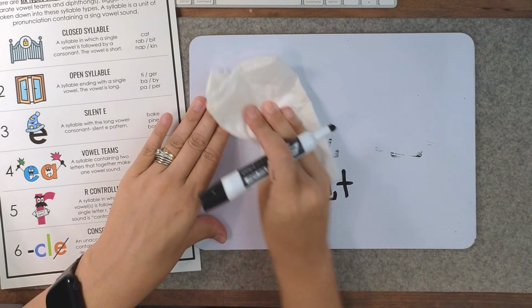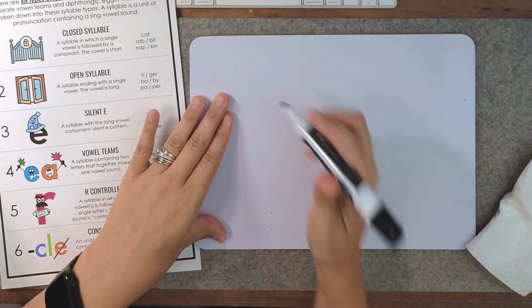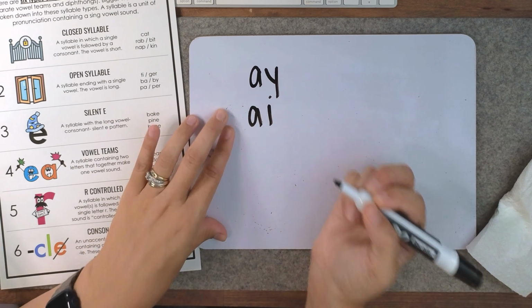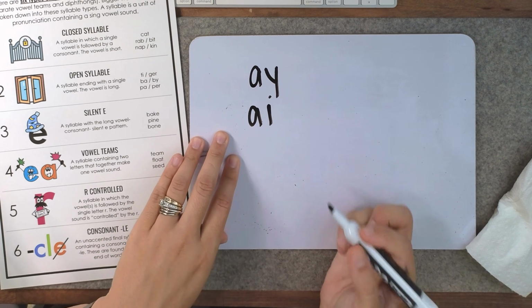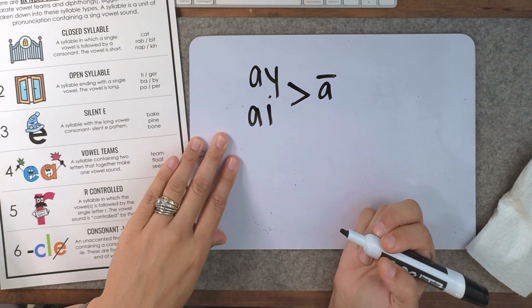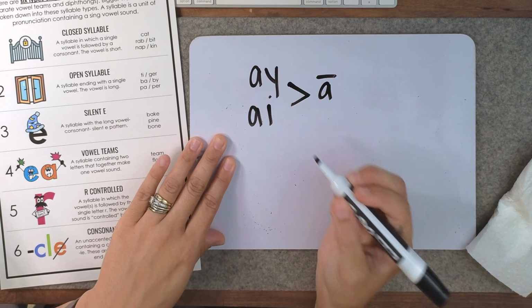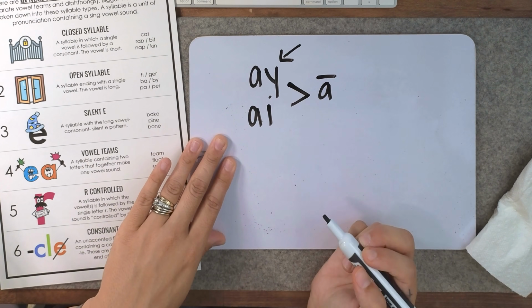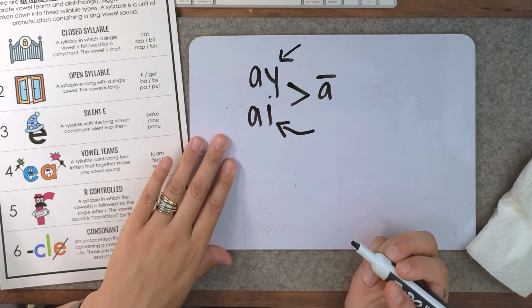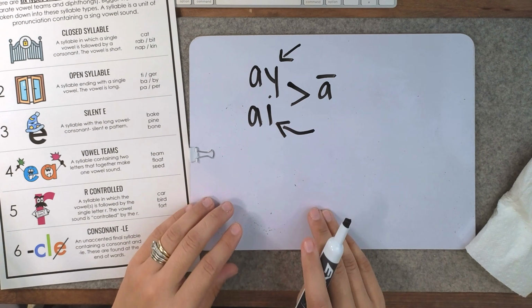So some predictable vowel teams are going to be like AY, AI. They are predictable, meaning we know that they always say the long A sound. However, where they say that A is important, because this comes at the end of a syllable and this comes in the middle of a syllable. Don't say word, make sure you're saying syllable for your students.